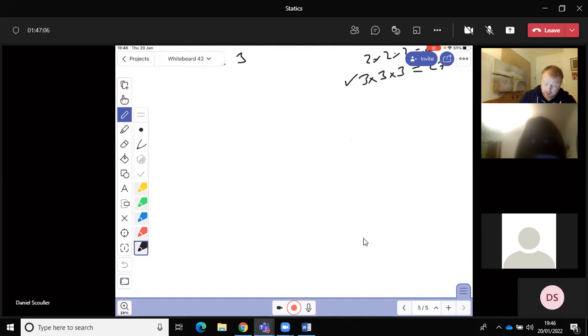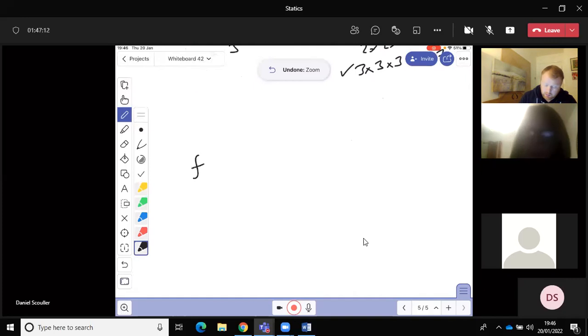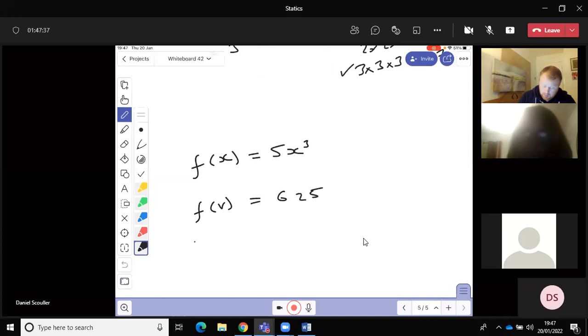Just another one similar to that. Okay, so we'll start. We'll write it out this time. Start with our expression: the function of v equals 5x cubed. Okay, we want to know, and we've got v in there, and that's equal to 625. Divided by 5. Oops, sorry.